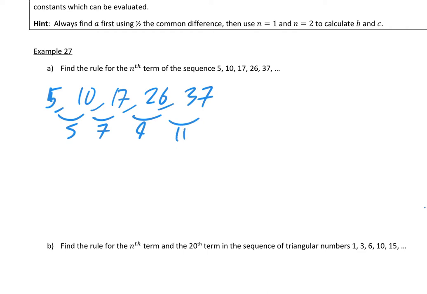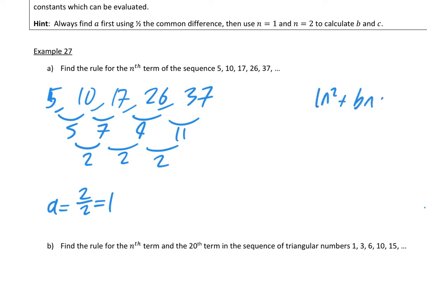The first difference wasn't consistent, so that means it's not a linear sequence, so it must be a quadratic sequence. We go on, and our second difference is 2. Now your a is equal to 2 divided by 2, which is equal to 1. So what we know so far is we've got 1n squared and then plus bn plus c, and we have to find that.